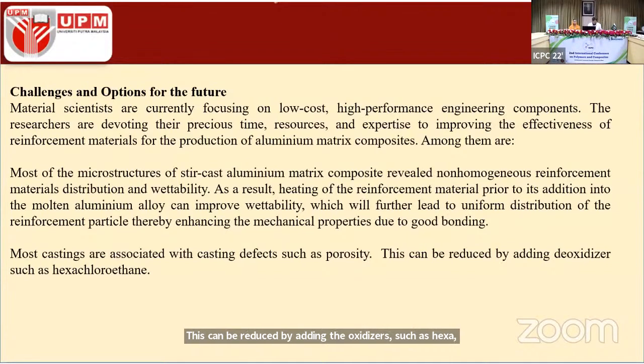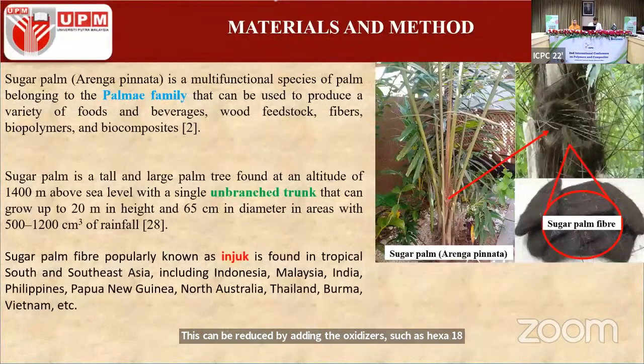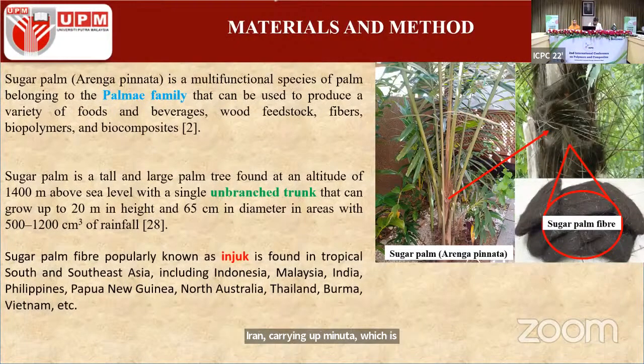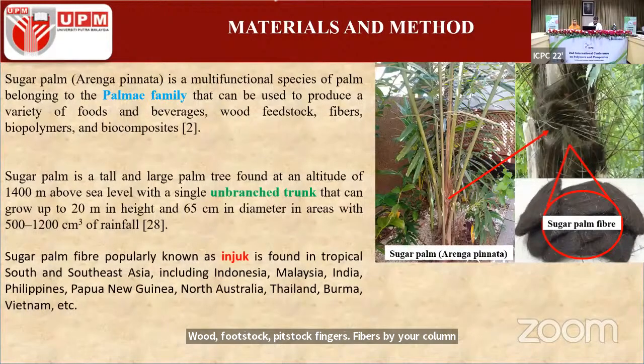So now we want to focus on the actual work that we carried out in Indonesia, which is on using the sugar palm, or Arenga pinnata, which is a multifunctional species of palm belonging to the Palmae family that can be used to produce a variety of food and beverages, wood, feedstock, fibers, biopolymer, and biocomposite.